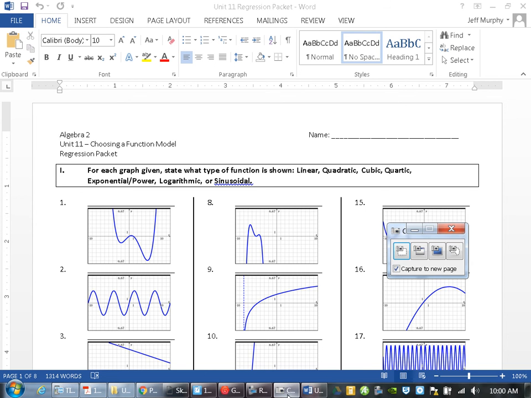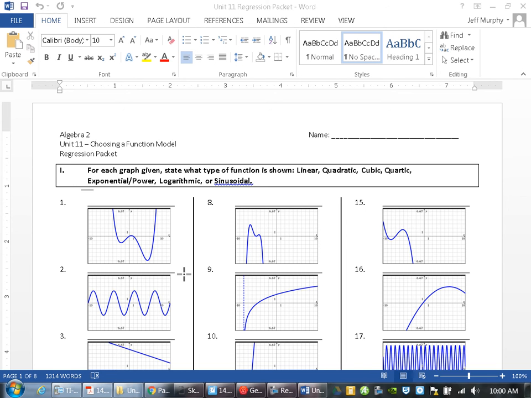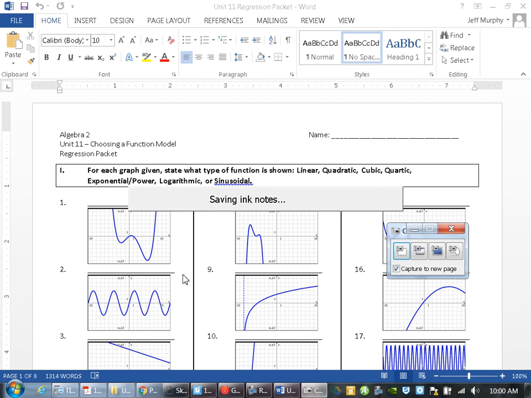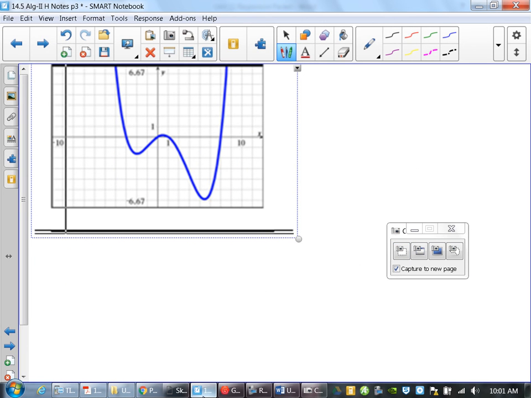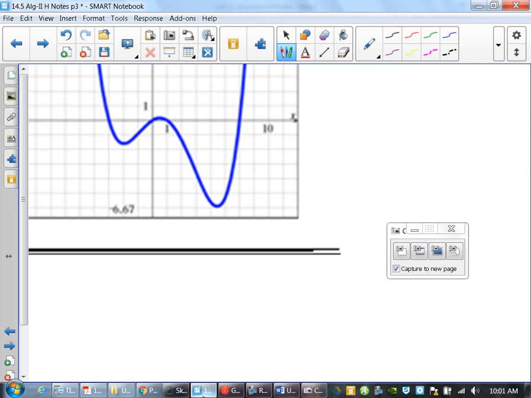Now, we actually wrote out equations before, given that information, given zeros. Oh, actually, this looks like it had 0, 1, 2, 3, 4 zeros. So that had 4 zeros right away. When I said it, it looked like it just touched the axis in one spot. I'd go with quartic.